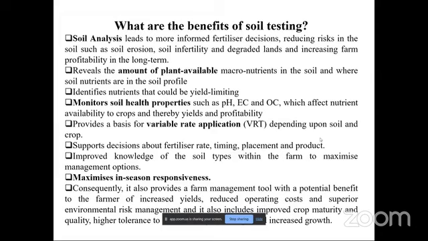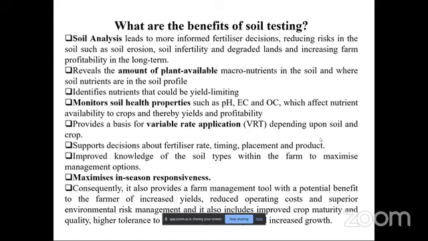So a coin has heads and tails, but soil testing has only benefits. It has no losses. Soil analysis leads to more informed fertilizer decisions, reducing the risk of soil erosion. Excessive application of fertilizer may lead to soil erosion. Soil erosion is nothing but the degradation of the topsoil with the help of media such as water, air, and animals. Soil erosion is caused by the excessive use of fertilizer.